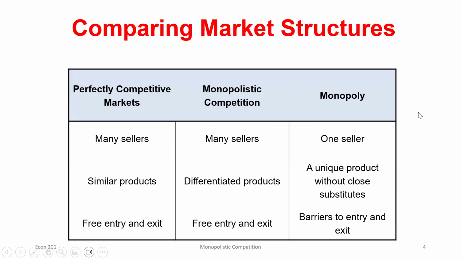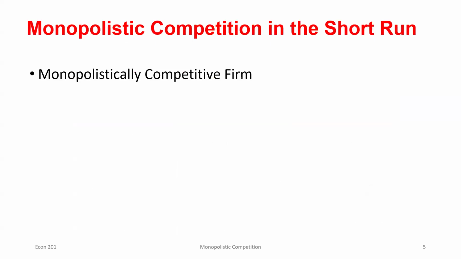We can see monopolistically competitive markets look similar to perfectly competitive ones: lots of sellers, free firm entry and exit, but they don't have the exact same product. It's not completely unique, but it is different than all the other products in that market. So what is this going to do for us? Today we're primarily going to focus on the short run and then move to the long run towards the end of class.